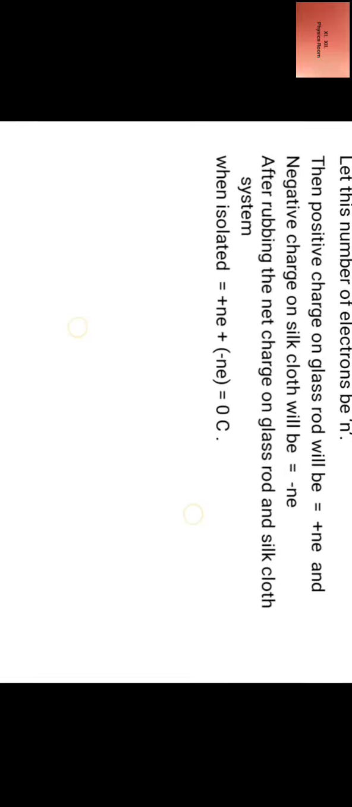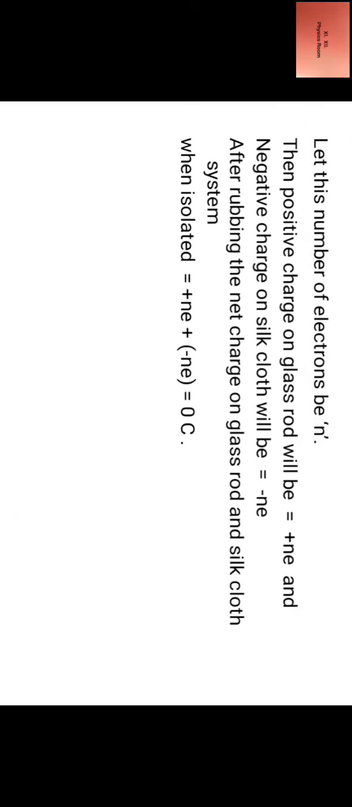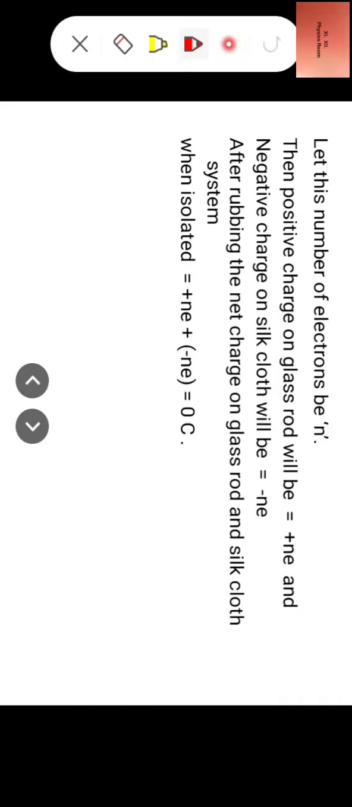After transfer of charge, let the number of electrons transferred be n. Then the positive charge on the glass rod will be +Ne and the negative charge on the silk cloth will be -Ne. After rubbing, the net charge on the glass rod and silk cloth system, when isolated, is +Ne + (-Ne) = 0 coulomb.